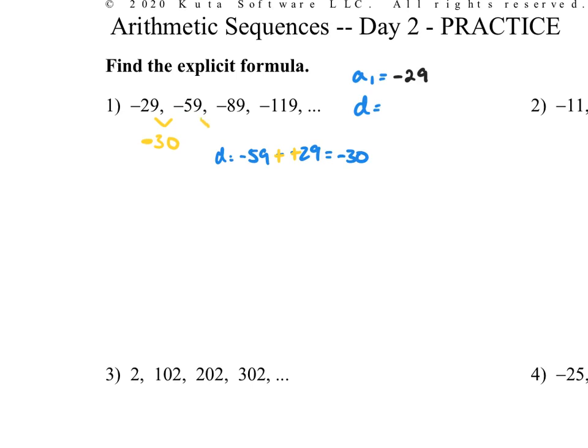Now, let's check and make sure it holds for the rest of these. How do we go from negative 59 to negative 89? Negative 30. What about negative 89 to negative 119? Negative 30. Okay? So, we get all those. That means our common difference is negative 30. Now, watch how easy it is to get the explicit formula. A sub n is equal to, well, A1 is negative 29 plus n minus 1, and then D is going to be negative 30.